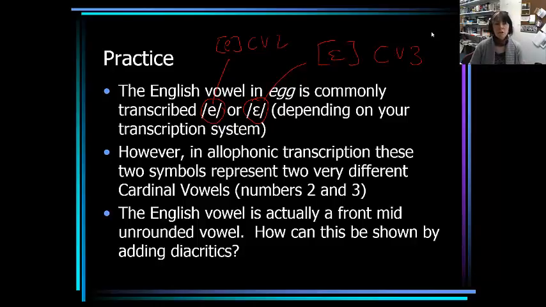How can this be shown? By adding diacritics. Now I will admit there's some movement recently in the English vowel. It's a little bit more open than mid, but have a think about how you might want to show that using diacritics if you were going to add them to the basic cardinal vowel symbol.